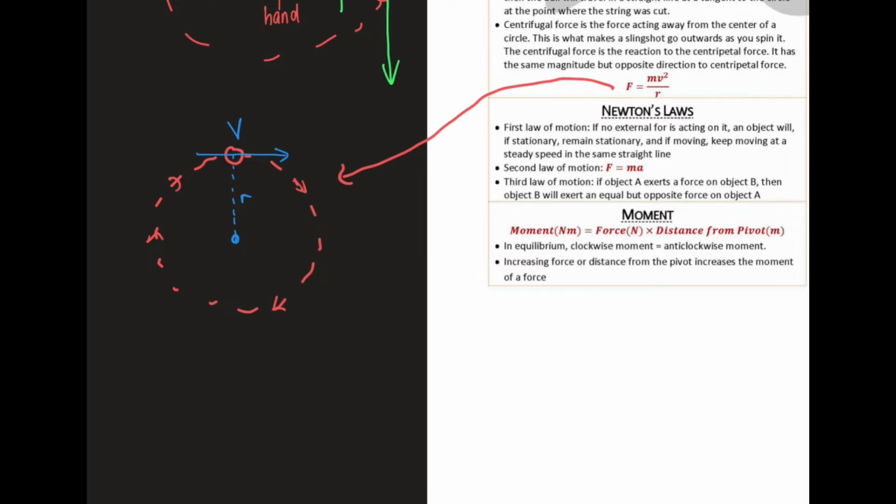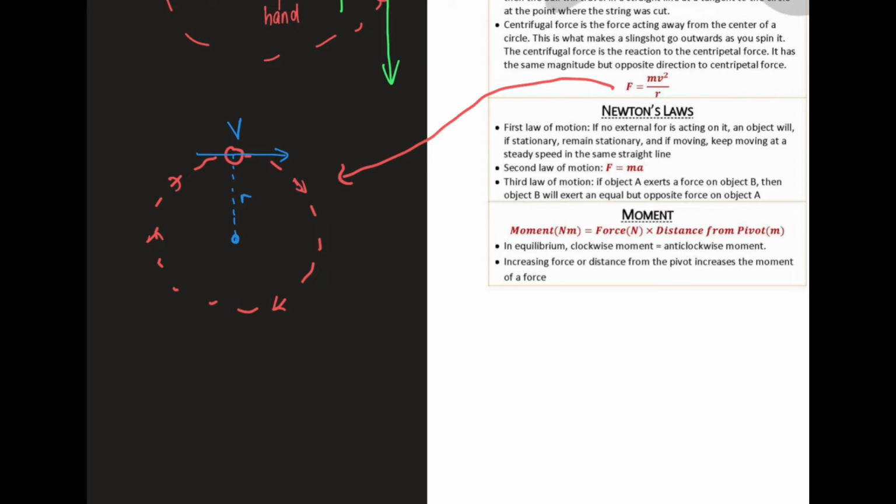v is the velocity, which acts in this direction. F is the centripetal force.